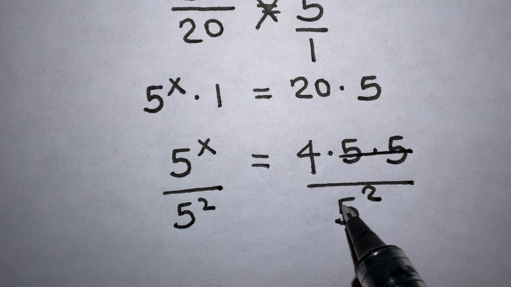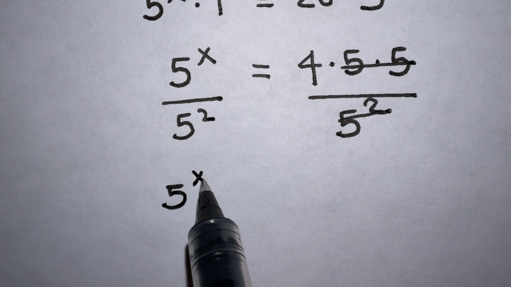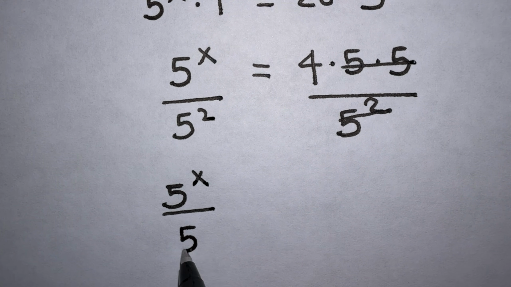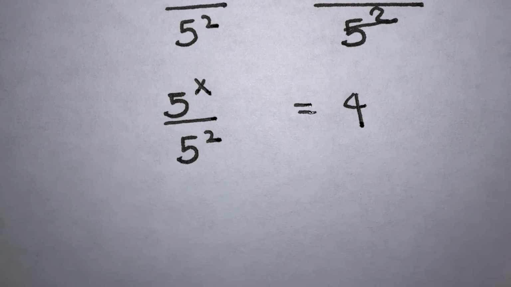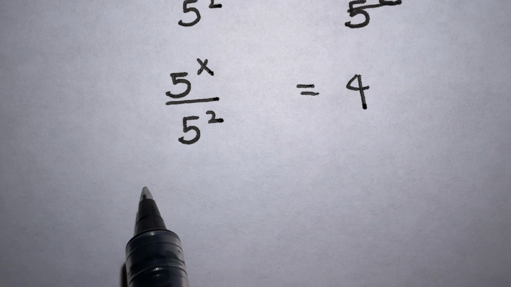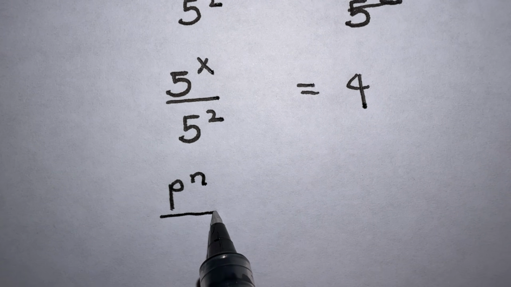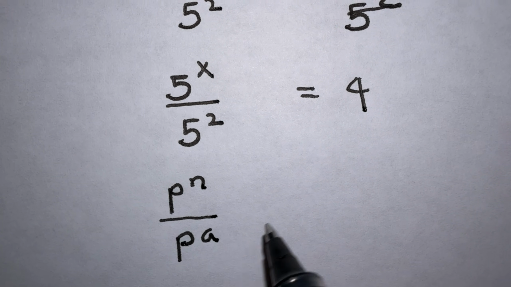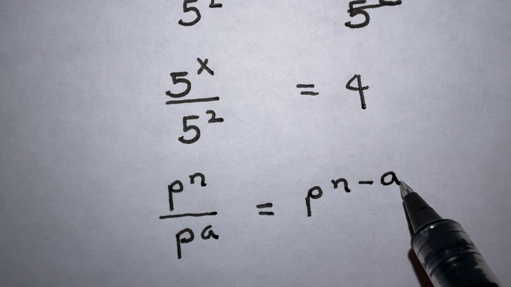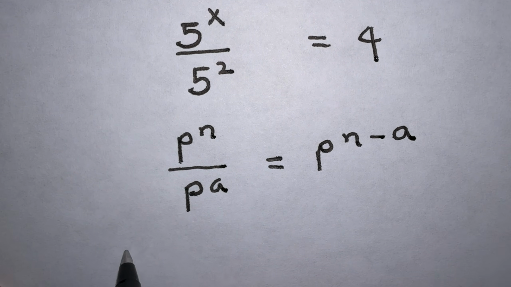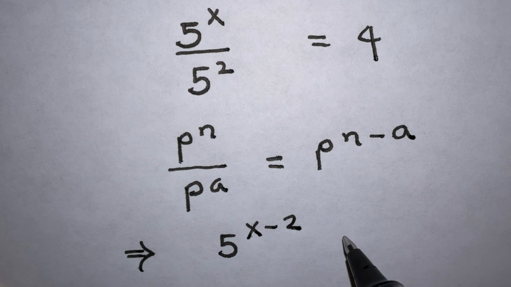So that this here takes care of this. Then we have 5 raised to power x divided by 5 raised to power 2 is equal to 4. From here, this expression is of the form p raised to power n divided by p raised to power a. By law of indices, this will give us p raised to power n minus a, so that we now have 5 raised to power x minus 2 is equal to 4.